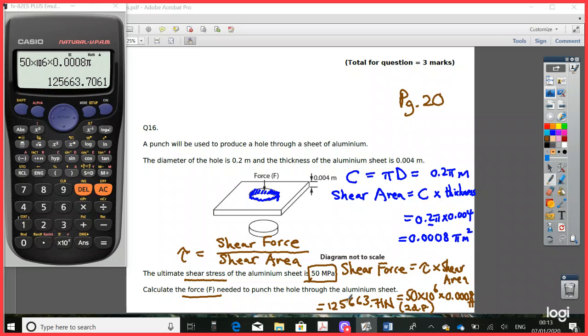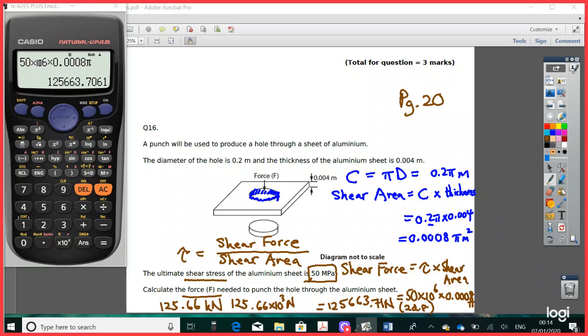So in the exam, I'm guessing they've been doing this a lot. They round it, or they use standard form, so they would have written 125.66 times 10 to the power 3 Newtons, or they might have written 125.66 kilonewtons, because 10 to the power 3 is kilo.